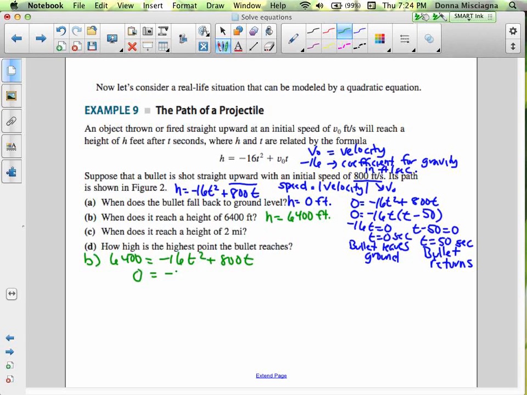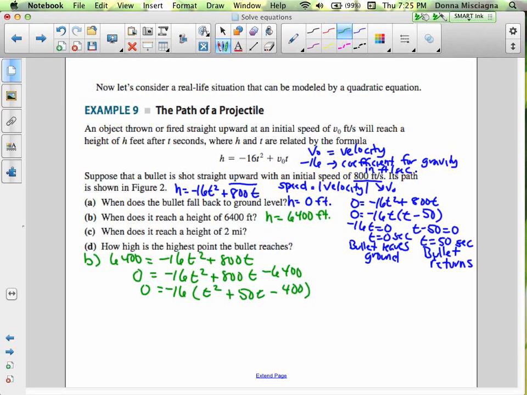So 0 equals negative 16t squared plus 800t minus 6400. And they're all divisible by negative 16. So that's going to be t squared. 800 divided by negative 16, of course, is 50. And 64 divided by 16 would be 4. So this is going to be 400, 2 zeros.